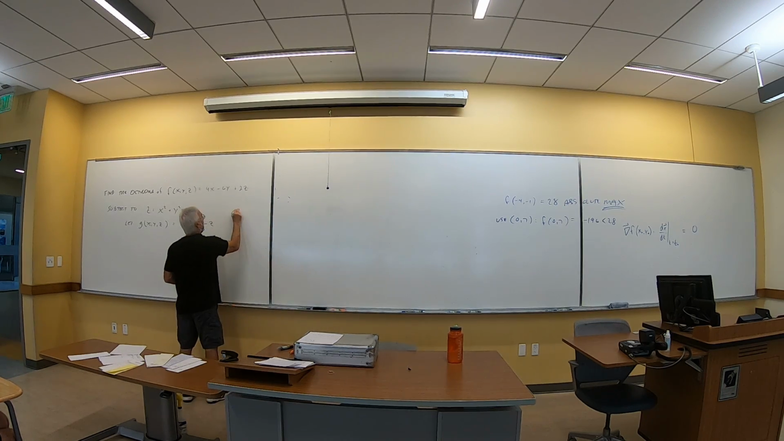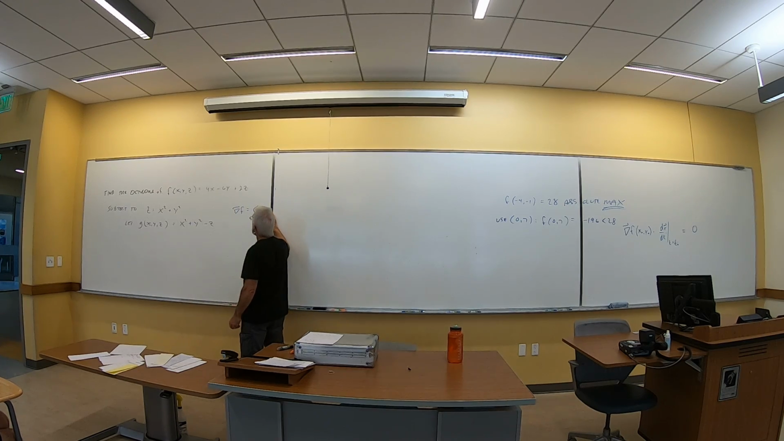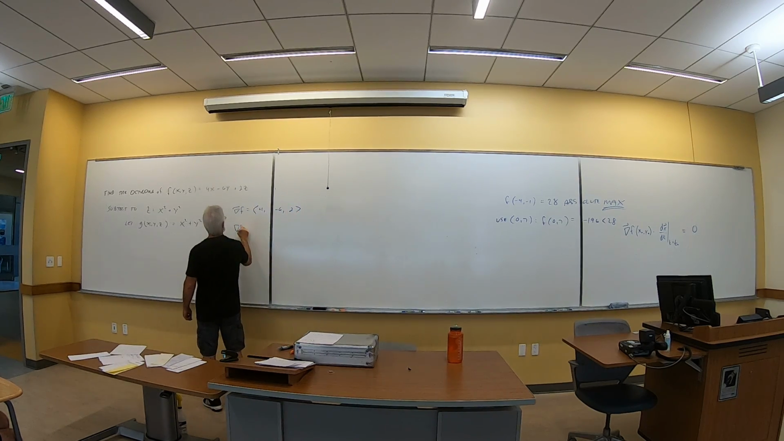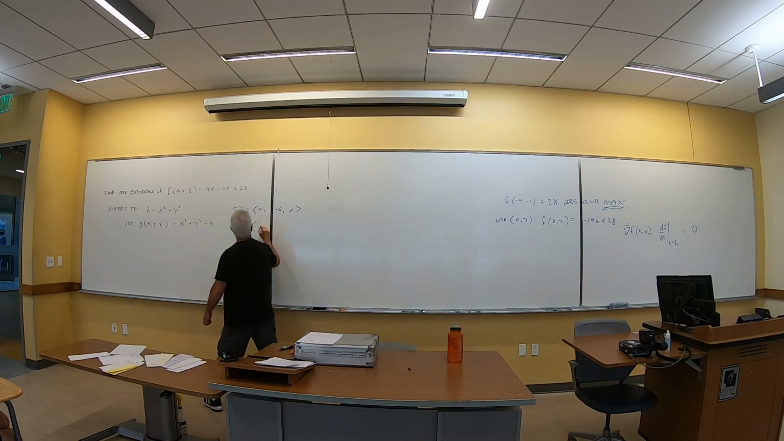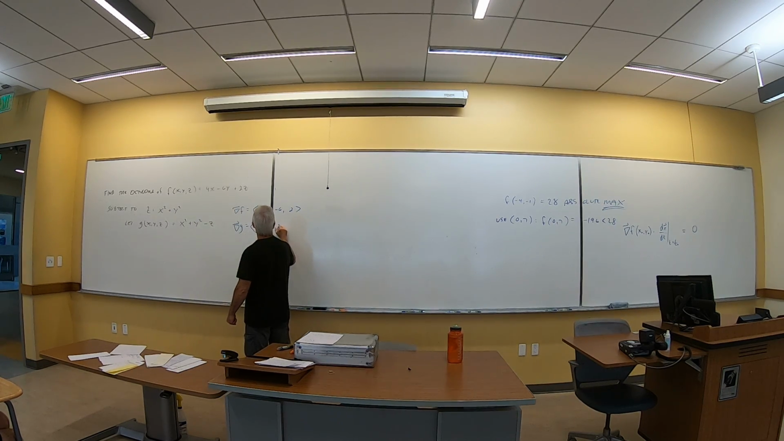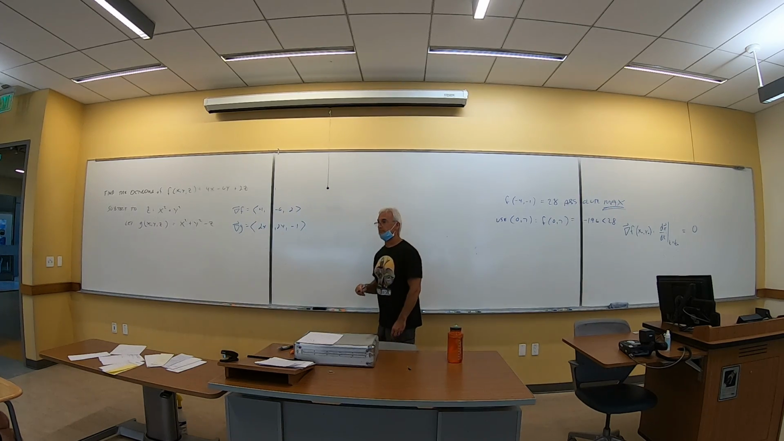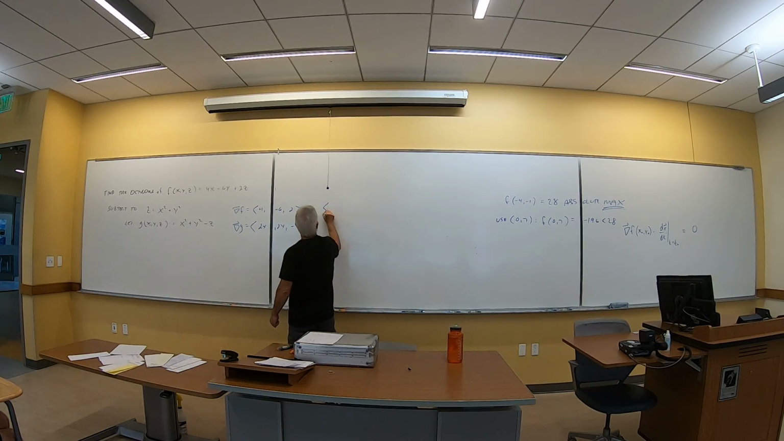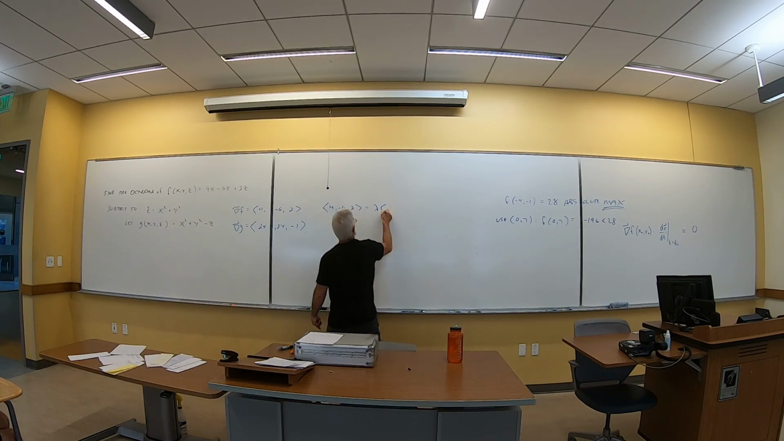So, the gradient of f is what? 4, comma, -6, comma, 2. And the gradient of g is 2x, 2y, -1. So, 4, -6, 2 equals lambda times.